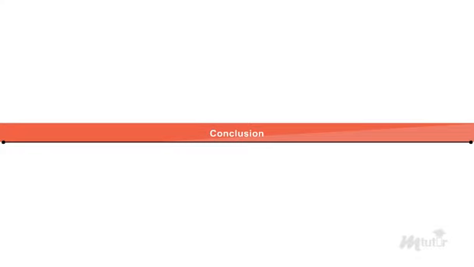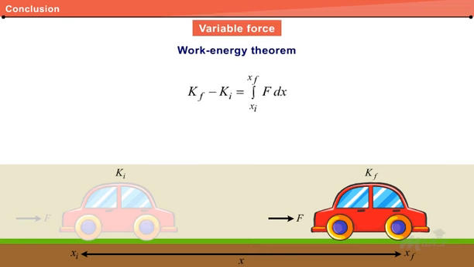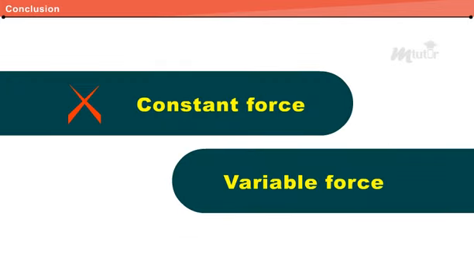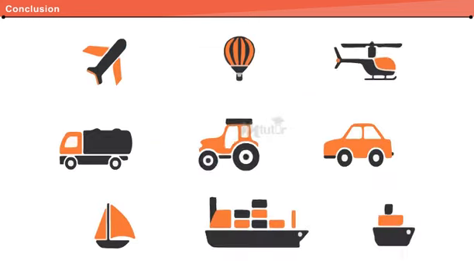Conclusion. Thus, we can conclude that, based on the variable force, we derived the work-energy theorem. From this, we learnt that the work done on an object is equal to the change in its kinetic energy. Also, a constant force is rare in the everyday world. Hence, variable force is what we encounter in our daily life.